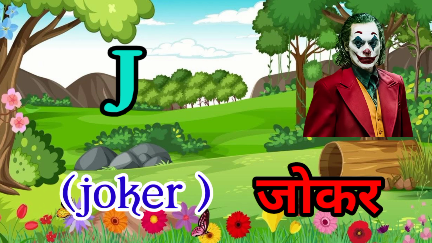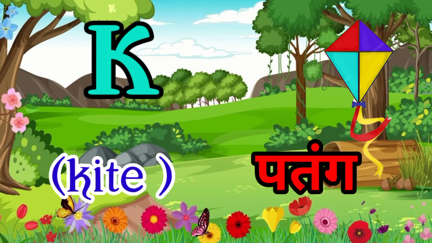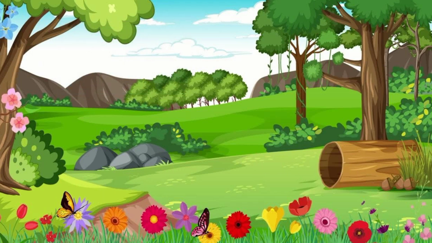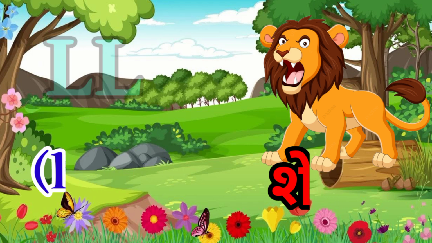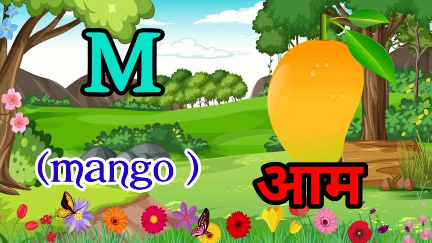J for joker, joker means joker. K for kite, kite means patang. L for lion, lion means ace. M for mango, mango means aam.